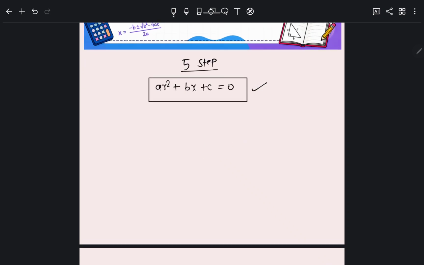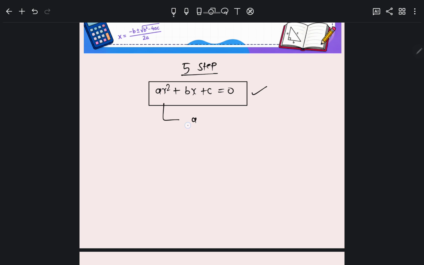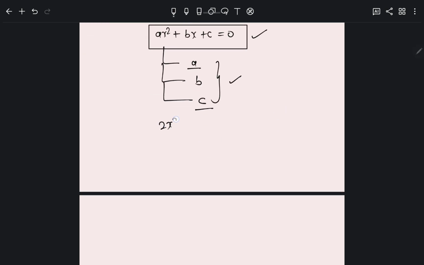Here we have coefficient A, coefficient B, coefficient C. A, B and C are just numbers, and our job is to compare the given equation with the standard form and identify the values of A, B and C. So what is our original equation? That is 2x² − 7x + 3 = 0. This is our original equation.